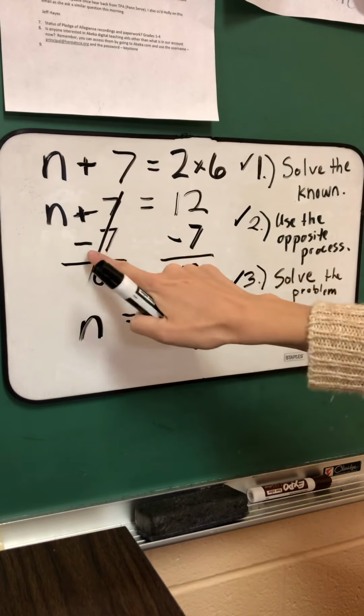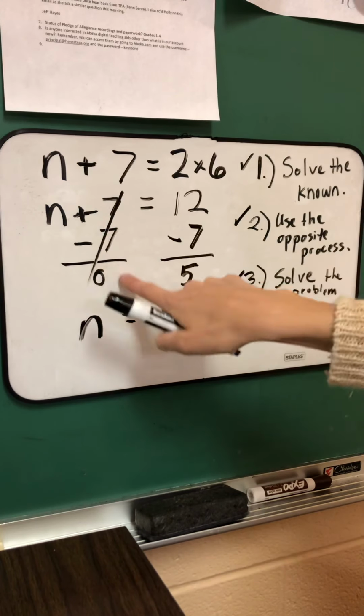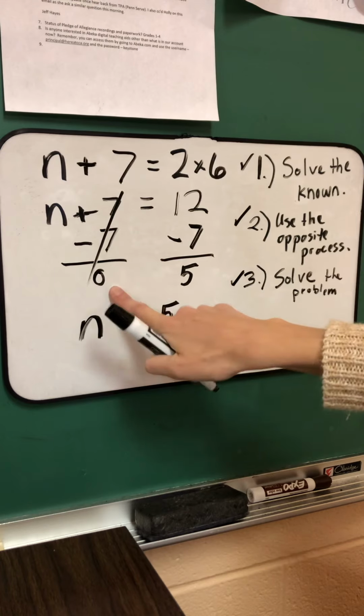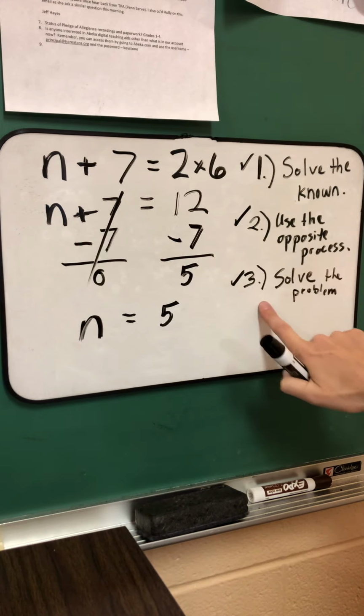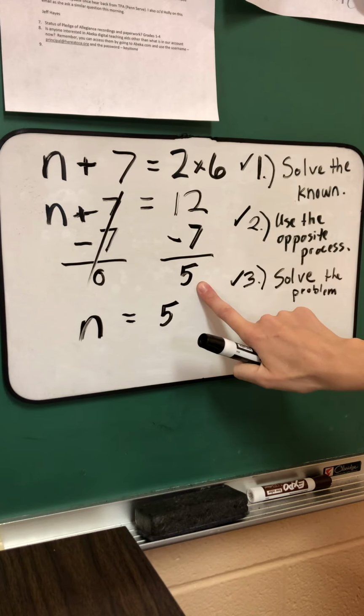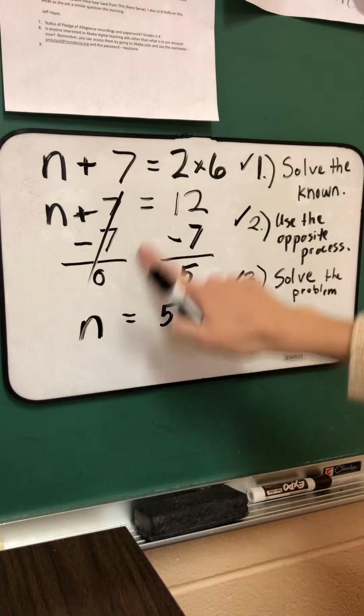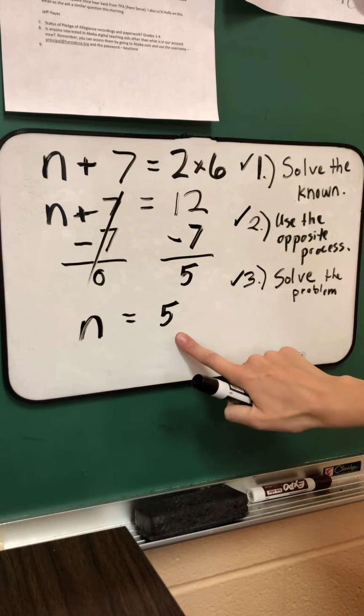because we used the opposite process to get rid of the 7 on this side because it's just 0. It went to 0, so we can just completely get rid of it. And we solved it. 12 minus 7 is 5. So n equals 5.